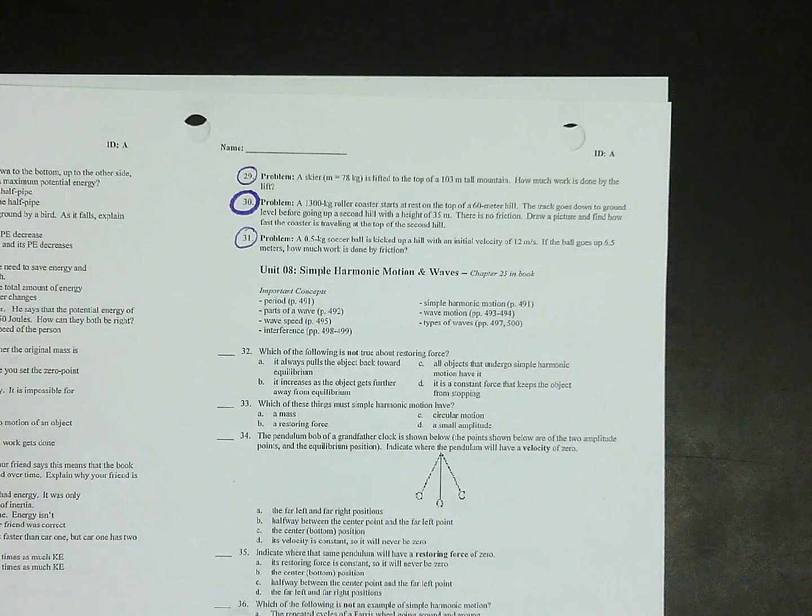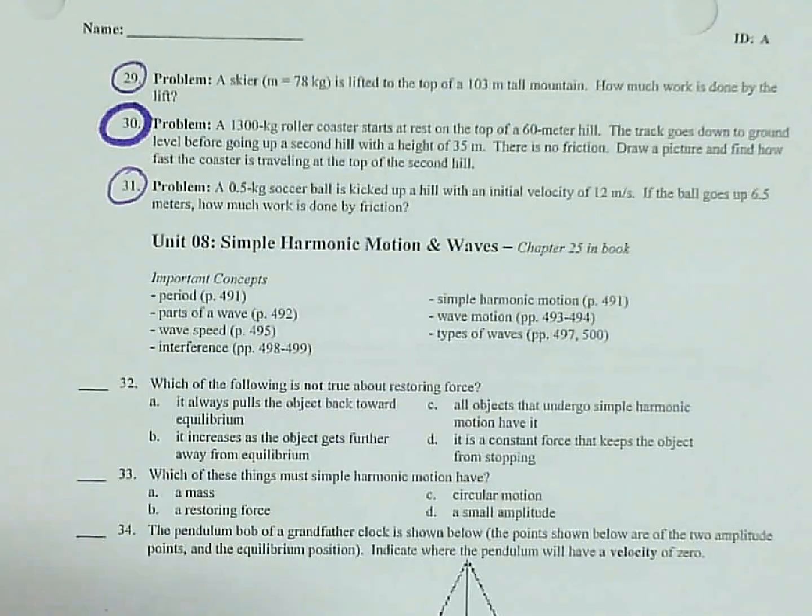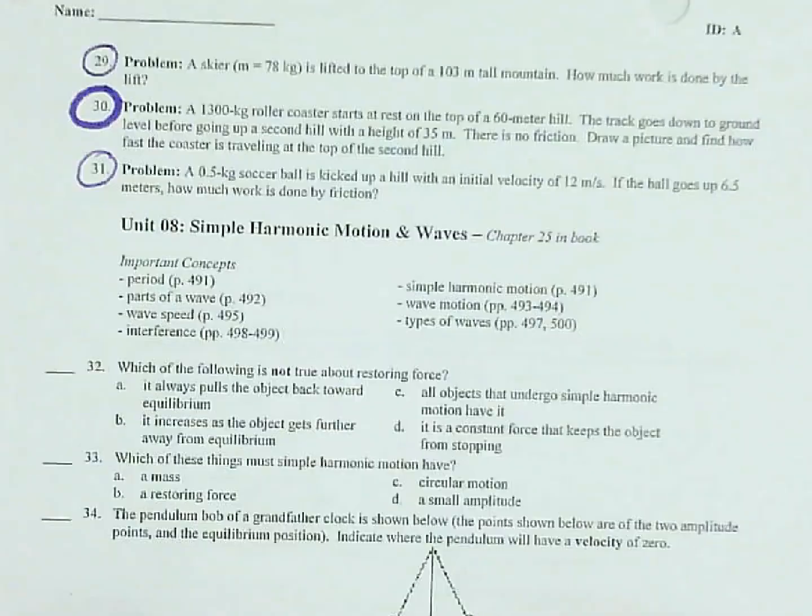So 30 here. A 1,300 kilogram roller coaster starts at rest at the top of a 60-meter hill. The track goes down to the ground before it goes back up to a second hill with a height of 35 meters, assuming there's no friction here. Draw a picture and find how fast the coaster is traveling at the top of the second hill.